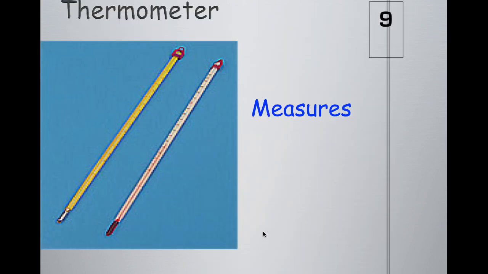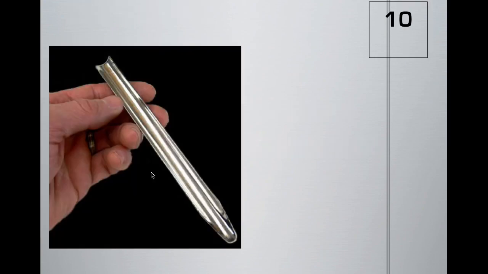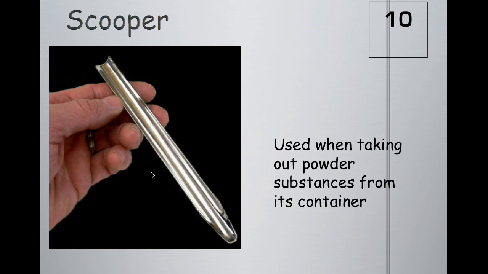The thermometer, we all know, measures temperature. Most of the time these are very breakable, very delicate, long, skinny, and made out of glass. This is called a scooper, and it's used when taking out powder substances from its container. So that way you keep the container of powder or substance pristine and pure. So then that way you're not using your fingers to take out the substance.